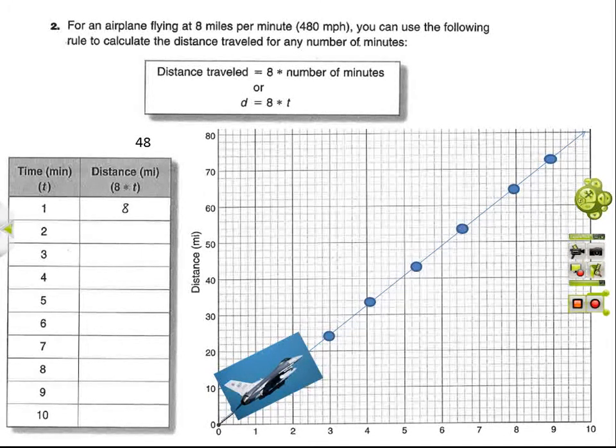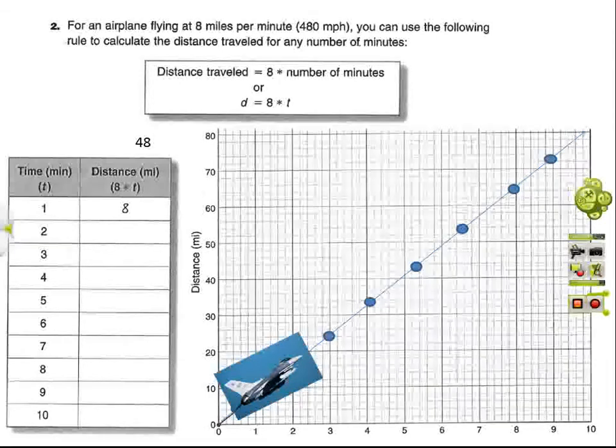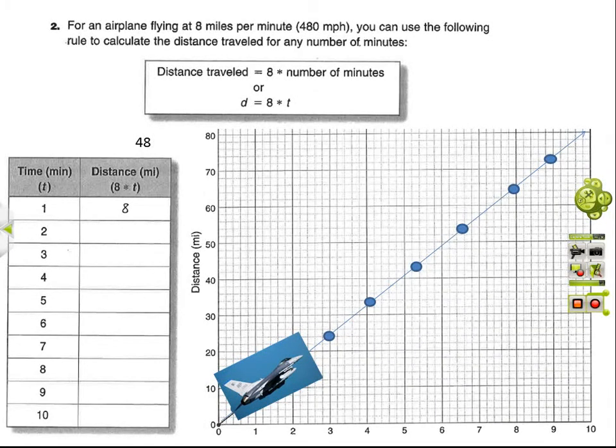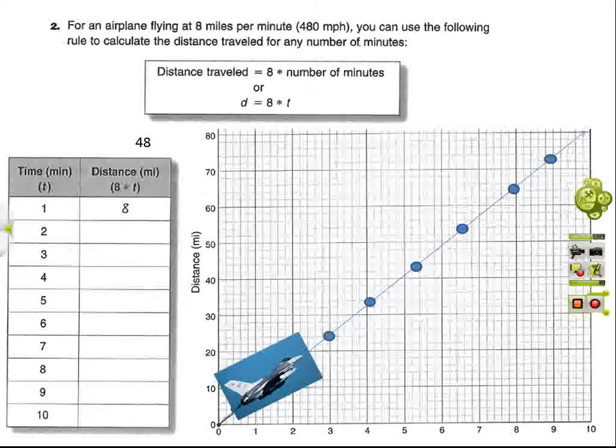What is this, Philip? It is the distance traveled by a plane. Distance traveled is 8 times the number of minutes, or D equals 8 times T. What can you tell by this? You can say in 1 minute, there were 8 miles traveled. Okay, so start tapping to show what you animated.